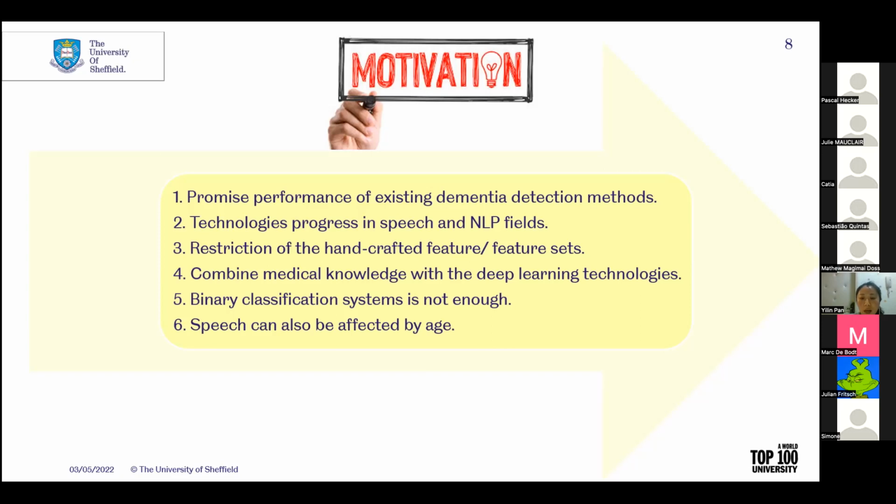Another thing is that the current systems are mostly binary classification, classifying the audio recordings or transcripts into people living with or without dementia. But this is not enough because there are also some people who may have mild cognitive impairment or functional memory disorder, and binary classification systems are not enough. And we also find speech can also be affected by age. So whether we could explore the relationship between age and cognitive decline also deserves to be explored.